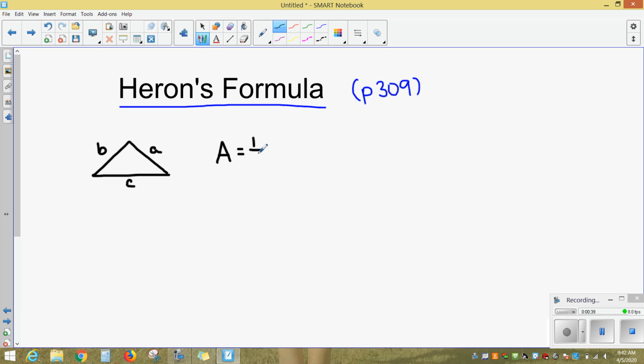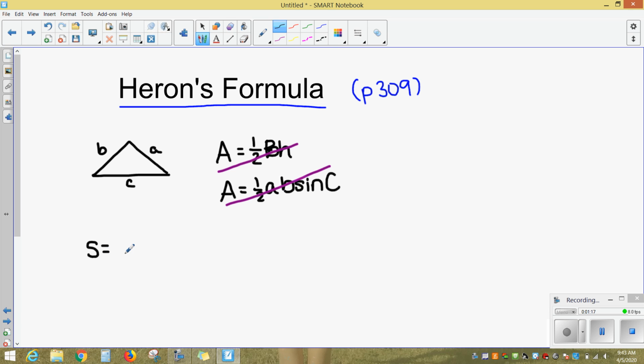We know our general area formula for a triangle, using capital B for base, is 1/2 the base times the height. But if we don't know that perpendicular height, then we're out of luck. We also know from one of the last sections that if we know two sides and the included angle, then we could use a formula that involved a sine function. Neither of those cases apply here. We don't have enough information to use either of those if all we know is the three sides of the triangle.